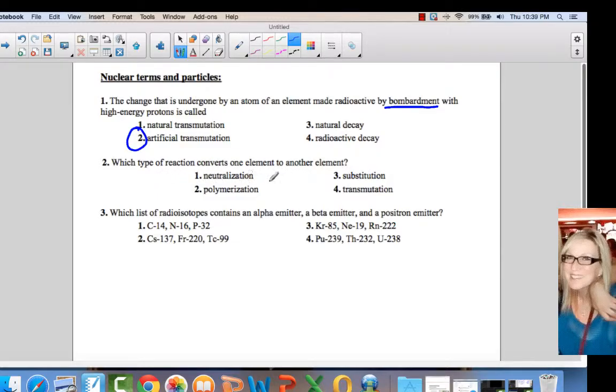Which type of reaction converts one element into another? That's transmutation. Transmutate means to change.